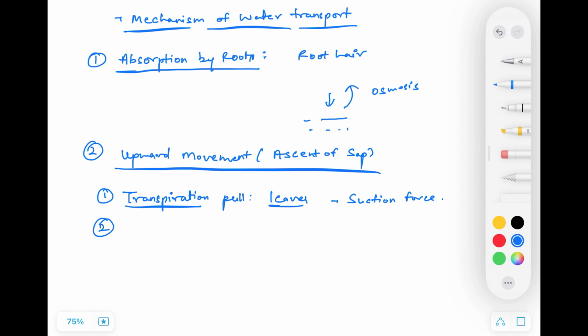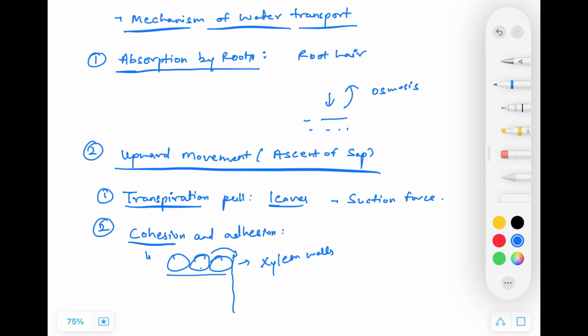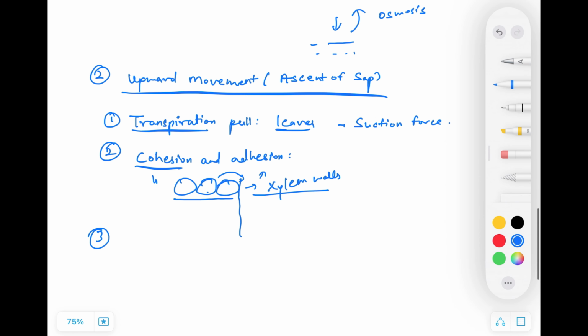Second process that takes place is cohesion and adhesion. Cohesion means water molecules stick together, and when molecules stick to the xylem wall, that is known as adhesion. And third process that takes place is known as capillary action. The capillary action helps water rise in narrow tubes.